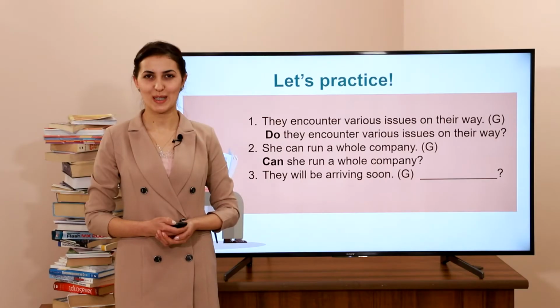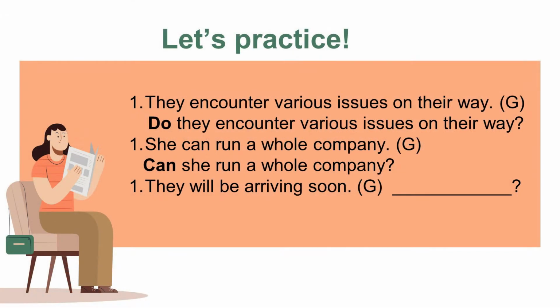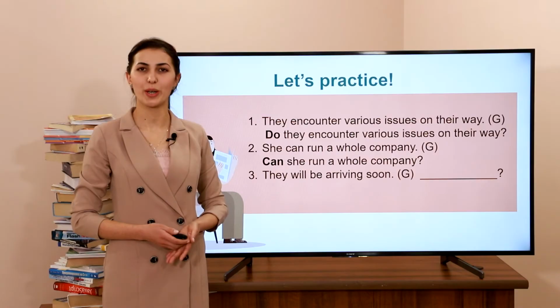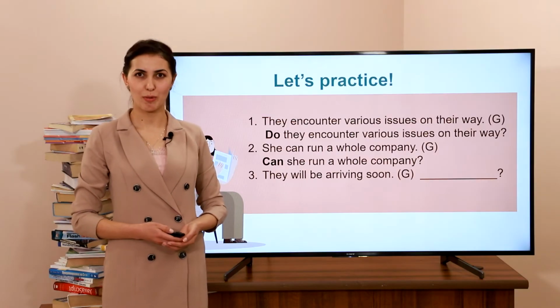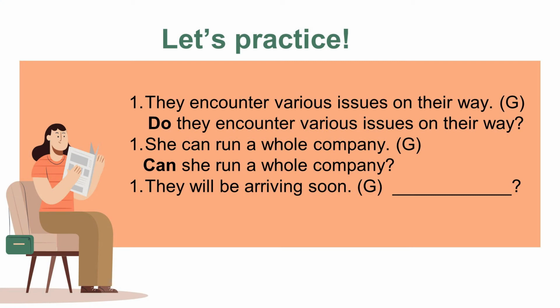And now let's practice. As you can see, there are 3 sentences given here. The first 2 I have already completed. The third one is your duty to do as homework, and we will discuss it during our webinars. So let's see the first one. They encounter various issues on their way. This stands for a general question. Do they encounter various issues on their way?